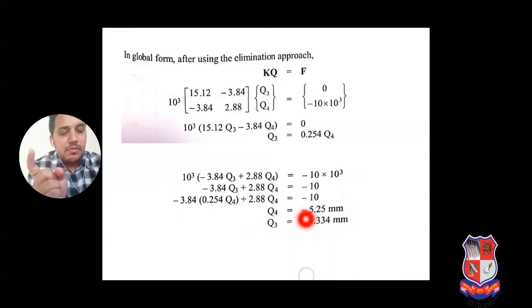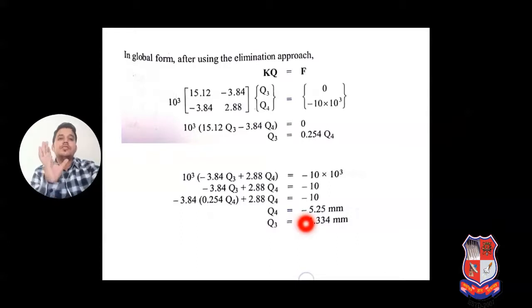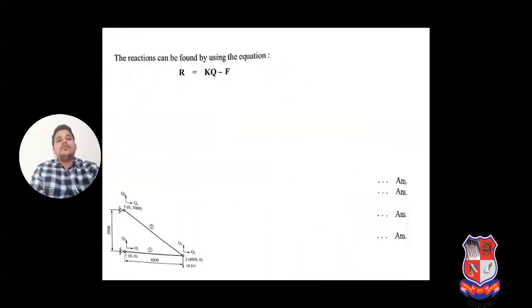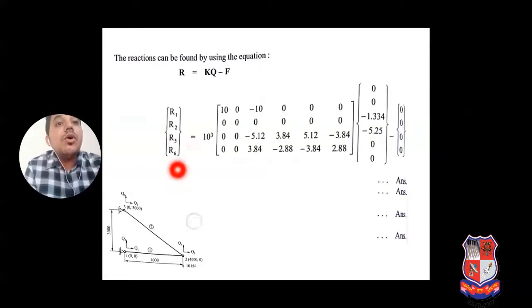Again I remind you, we cannot find displacement at Q1, Q2, Q5 and Q6, because this point is fixed due to the fixed support, that's why Q1, Q2 and Q5, Q6 are 0. Okay, let's go ahead. Finally, we have to find out the reaction force. Reaction force R is equal to KQ minus F. As per our standard formula, we put in all the values that we did not consider in the previous step, that is R1, R2, R5, R6.